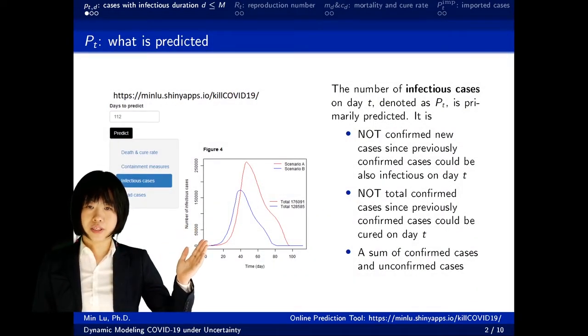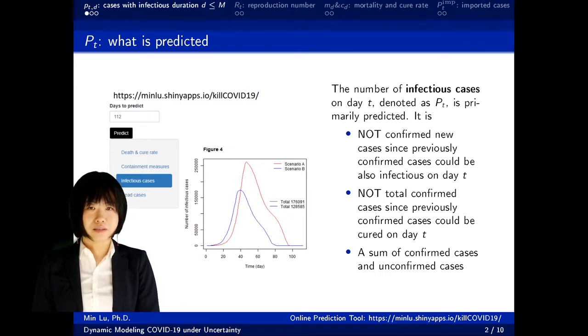Here is the prediction part of our website. First, we should be clear what is predicted. We are primarily considering the number of infectious cases across town. It is not confirmed new cases, since previously confirmed cases could also be infectious across town. It is not total confirmed cases either, because previously confirmed cases could be dead or cured across town. So we take into consideration both dead and cured cases.